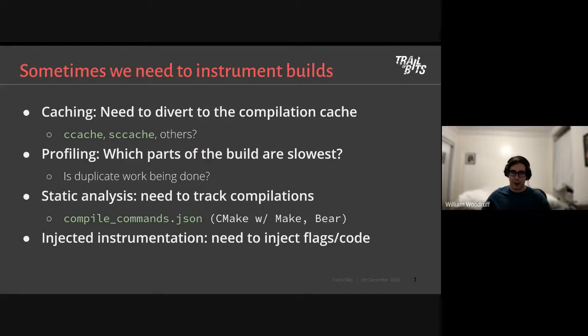You might be wondering, like, I have a build system. Why would I even care about this? If your build is large, you might need to cache it, or you might want to cache it. So you need to instrument the build so that you can divert compilations to your compilation cache. Examples are Ccache and SCcache.